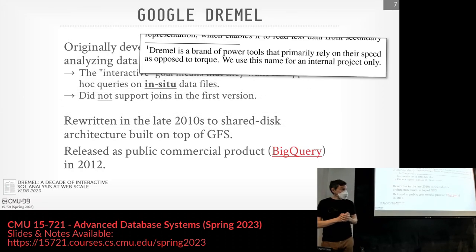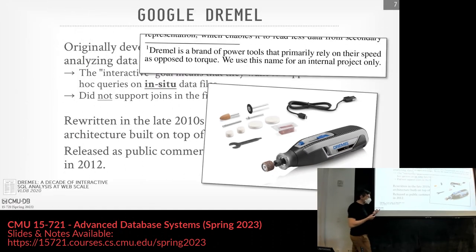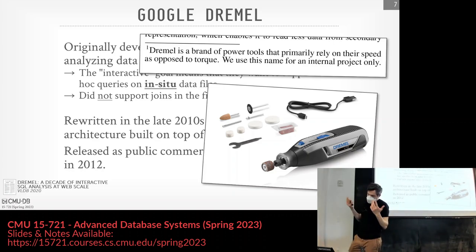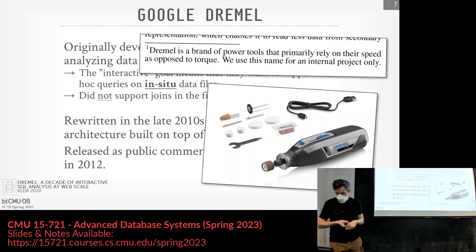So there was this little footnote in the paper you guys saw. It says Dremel is a brand of power tools that primarily relies on speed as opposed to torque. Who here actually knows what a Dremel tool is? So it's a little rotary tool like this. It's not like a drill where you drill a hole; it's like a little grinder you use to do woodwork and other things, to cut things off, right?